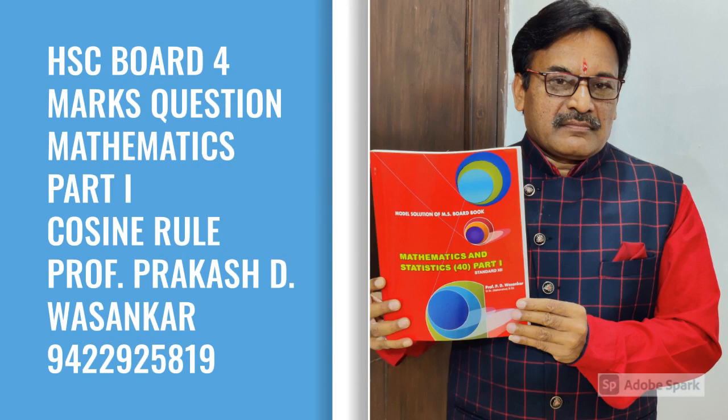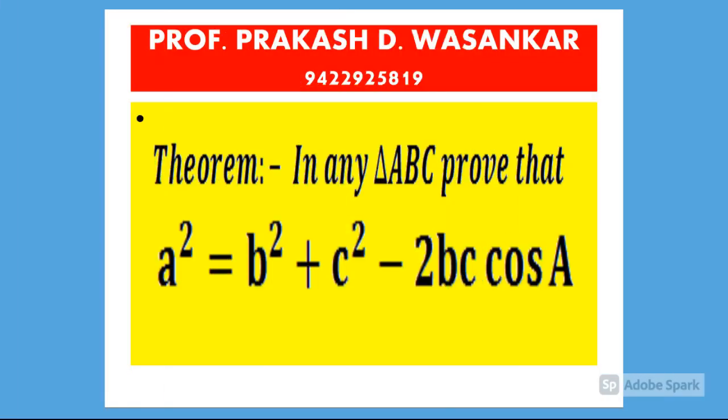Today I prove an important theorem in mathematics part one for class 12, and the name of the theorem is the cosine rule. The theorem is: in any triangle ABC, prove that a square is equal to b square plus c square minus 2bc cos A. Here, small a, small b, small c are the sides of the triangle ABC, and capital A is the angle in standard position.